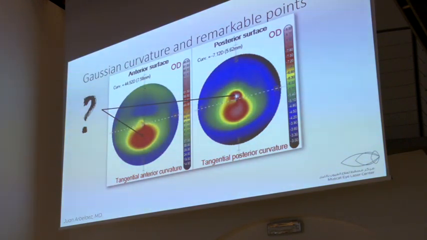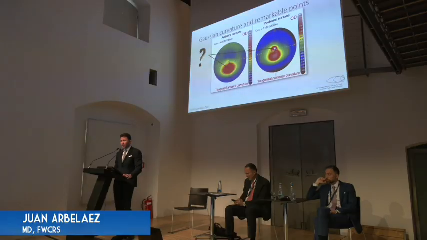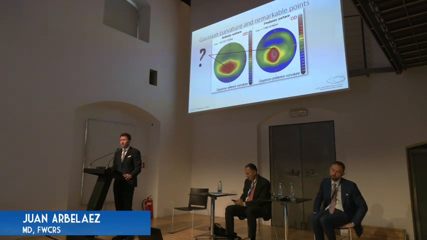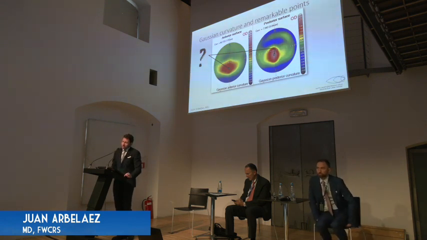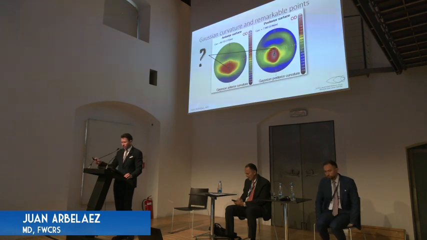But when we see, this is a tangential map, but when we hide completely the astigmatic component in this patient, we see that the point is displaced to the real center of the keratoconus in this patient.